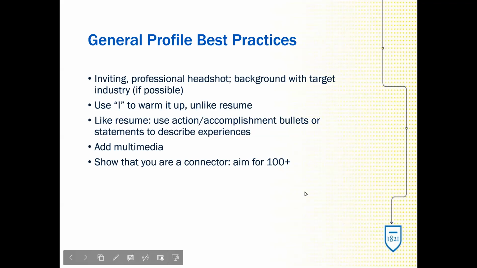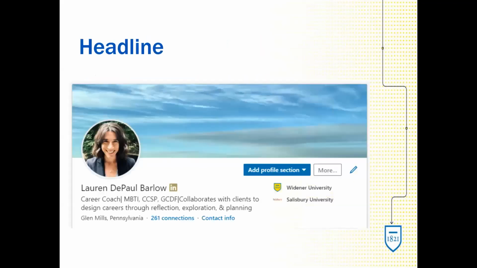All right, let us jump in to learning about how to compose a really effective headline. So again, the headline portion is the words that come right underneath of your profile. So you only have 120 characters here. It's the length of a tweet, so we need to be really intentional about the words that we're using. The headline on my profile is career coach, and then a whole bunch of acronyms that describe the certifications I have, and collaborates with clients to design careers through reflection, exploration, and planning. So I'm letting recruiters know about my job title, my qualifications, and a little bit about how I do my work.